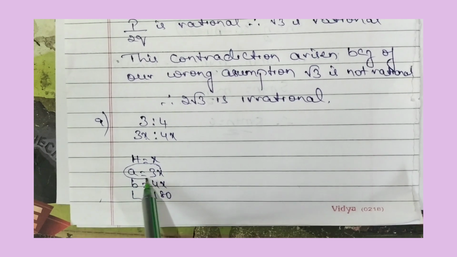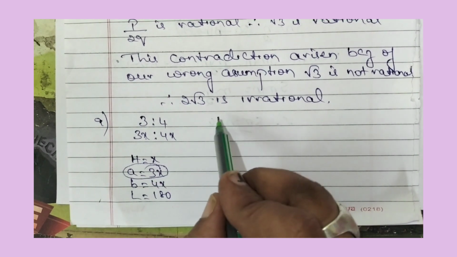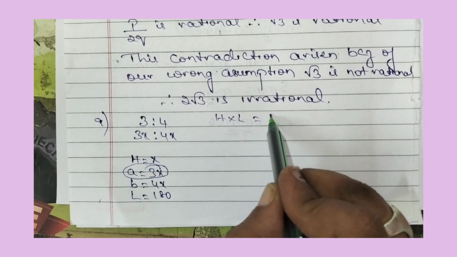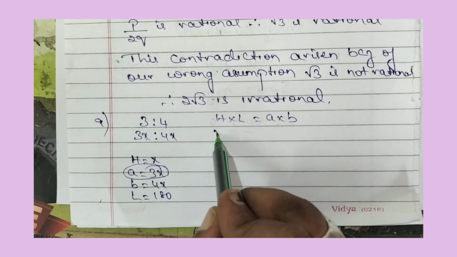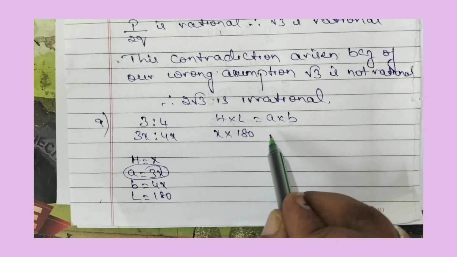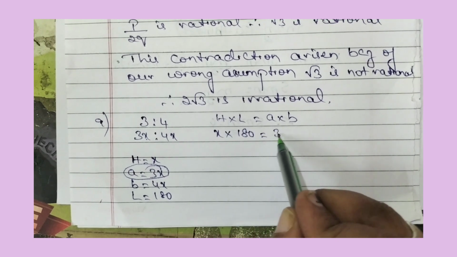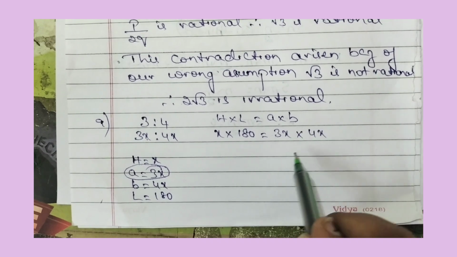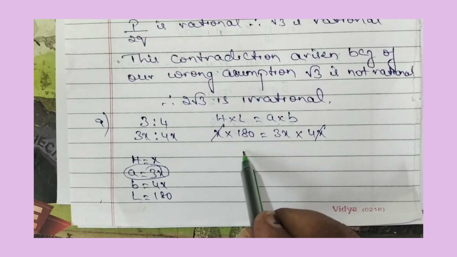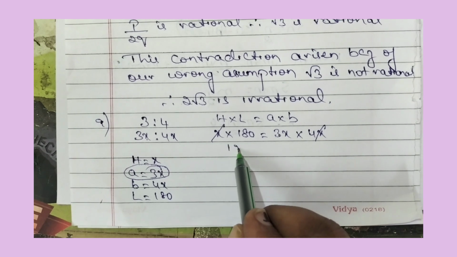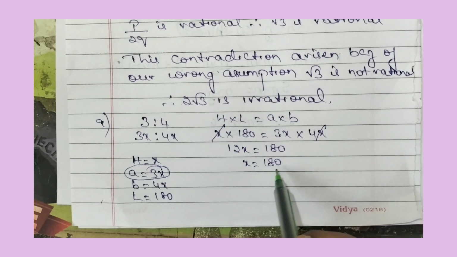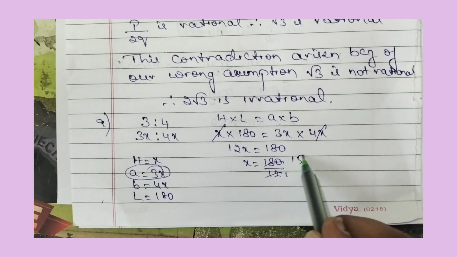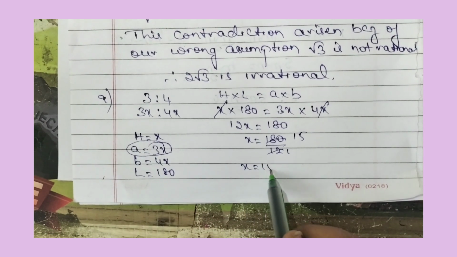Now let us find out the first number, that is A. So the relation H into L is equal to A into B. That is HCF, that is x, into LCM 180 is equal to A, 3x, into B, 4x. So here 1x gets cancelled. 3 4s are 12x is equal to 180. x is equal to 180 by 12. 12 1s are 6, 12 5s. So x is equal to 15.